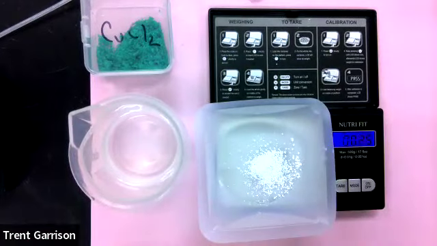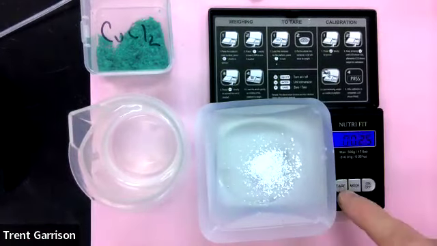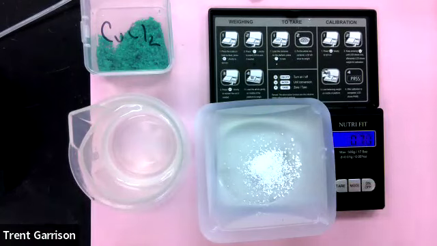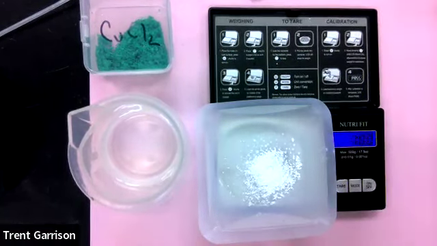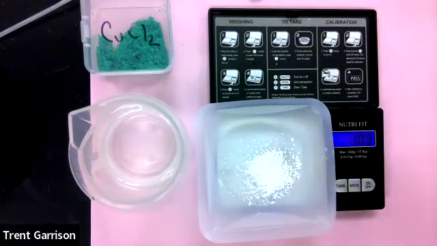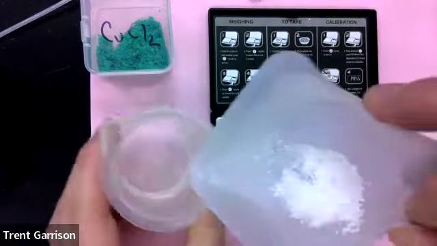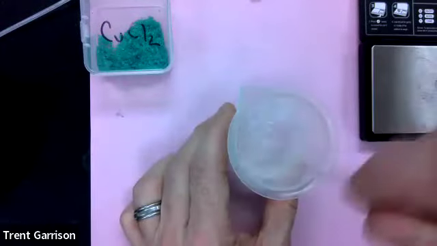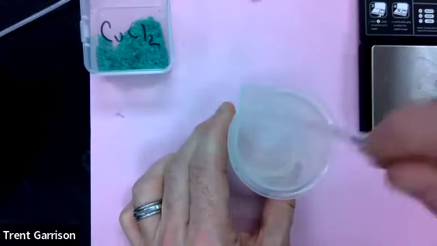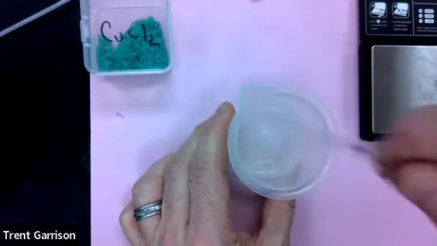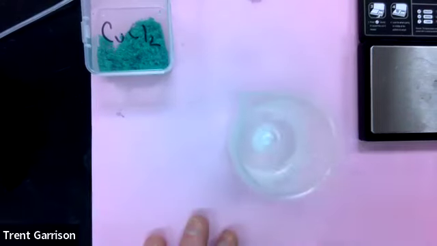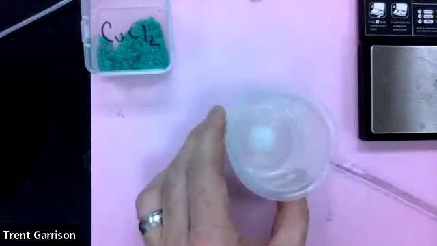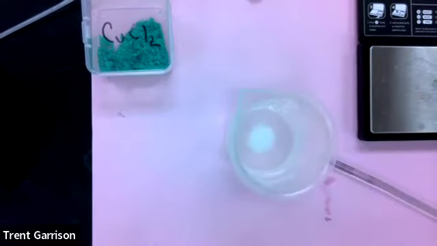So there we go. Oh, I'm in ounces. Hold on. Let me switch over to grams. 0.7, 0.82, 1 gram. Oh, man, exactly, well, it's close now. So I'm going to put that into my container here of water. And I'm going to stir, stir, stir. And nothing happened. As you can see down on the bottom, it's sitting there.